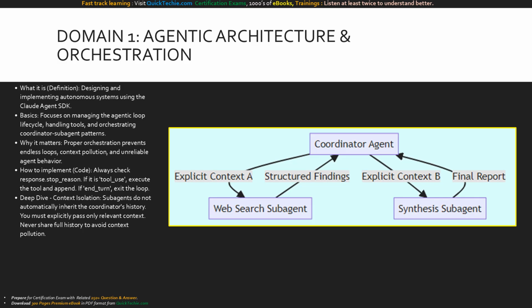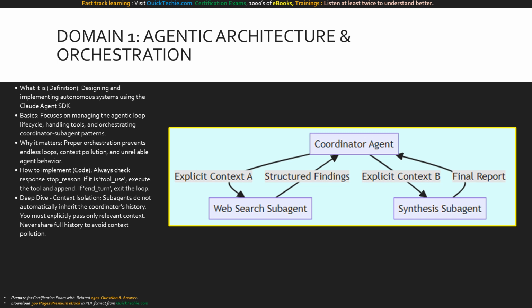This diagram beautifully illustrates the hub-and-spoke architecture you must master for Domain 1. Notice the coordinator agent sitting in the center. It acts as the brain, routing tasks. Importantly, look at the arrows going to the sub-agents. They are labeled explicit context.